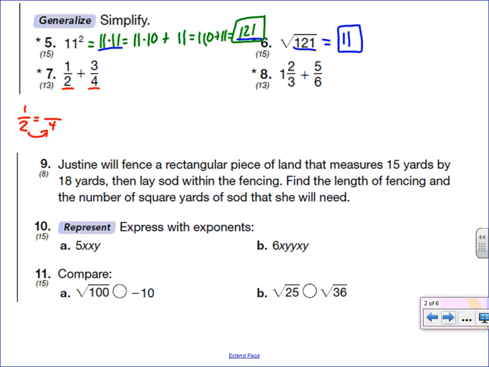So to go from 2 to 4, I multiply by 2. Whatever I do to the bottom, I have to do to the top. So 1 times 2 is 2. So I'm going to replace 1/2 with 2/4. They are equivalent.